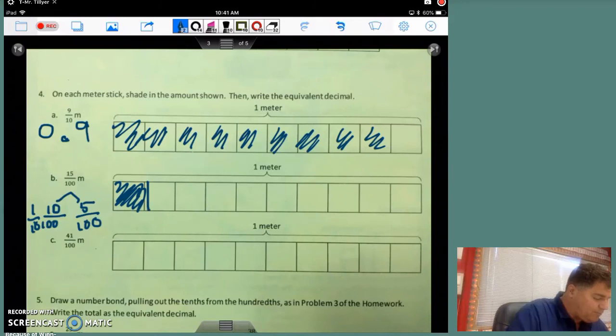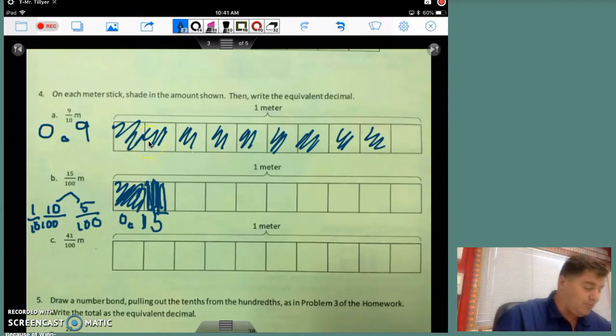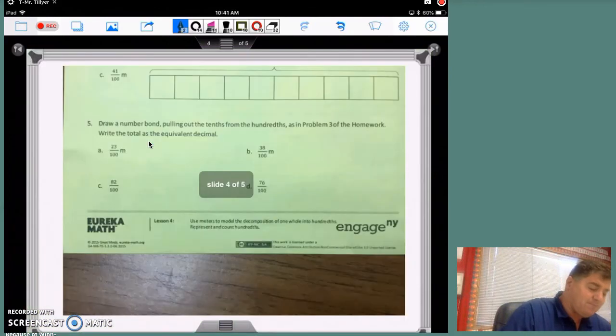1, 2, 3, 4. My stylus isn't wanting to work. 4 and 5. So we got 1, 2, 3, 4, 5. 5 hundredths. Okay? And then it says write the equivalent decimal. So it would be 0.15 or 15 hundredths. And I'll let you work on the next one yourself.